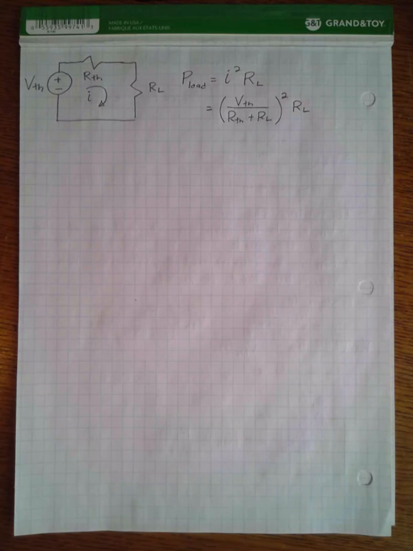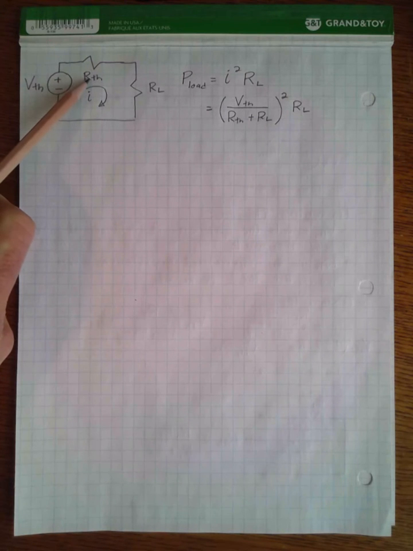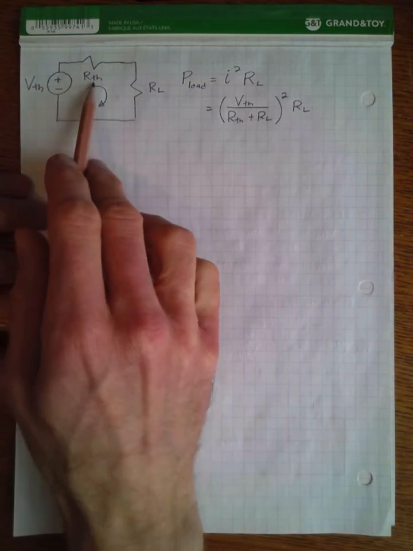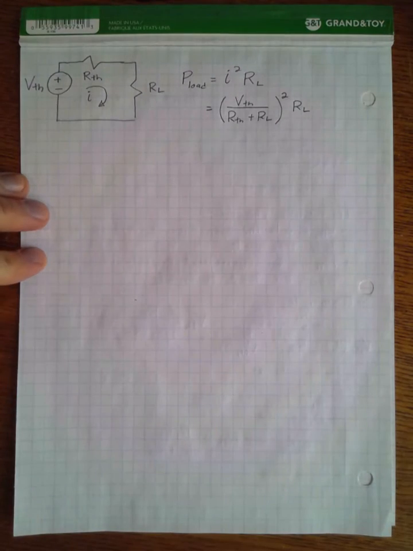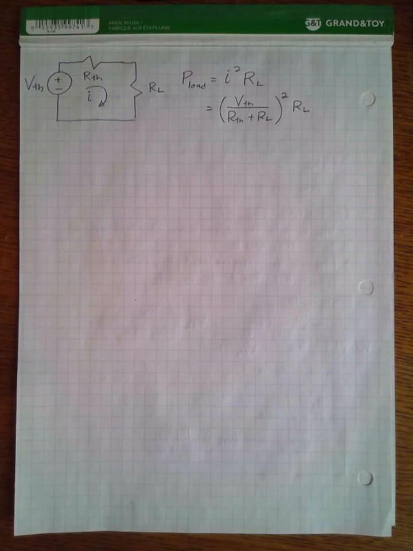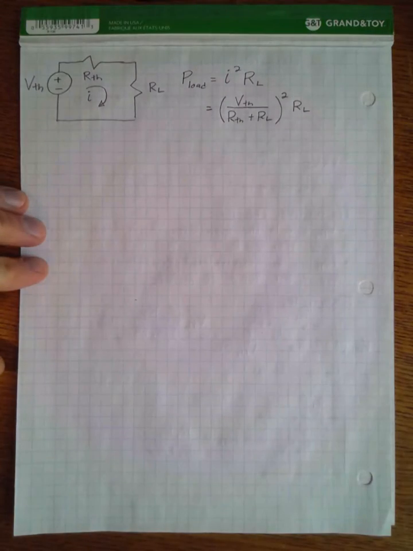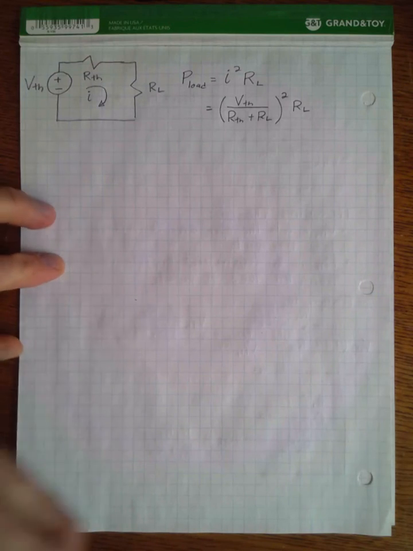You can do this problem the other way. You can say, okay, well, my load resistance is fixed, but maybe I do have some control over the internal resistances in my circuit. So you could solve the problem that way. But for the purposes of this derivation, we're going to assume that our Thevenin is fixed and the load is under our control. And so how do we figure out the value of RL that maximizes the power delivered to the load? Basically, we're going to take the derivative of P load with respect to the load resistance and set that equal to 0.